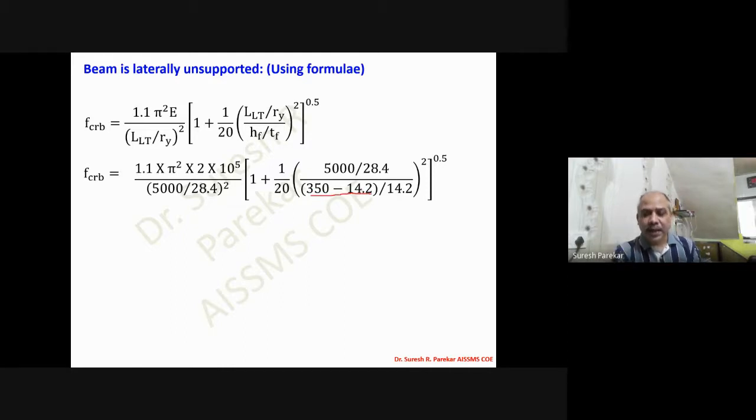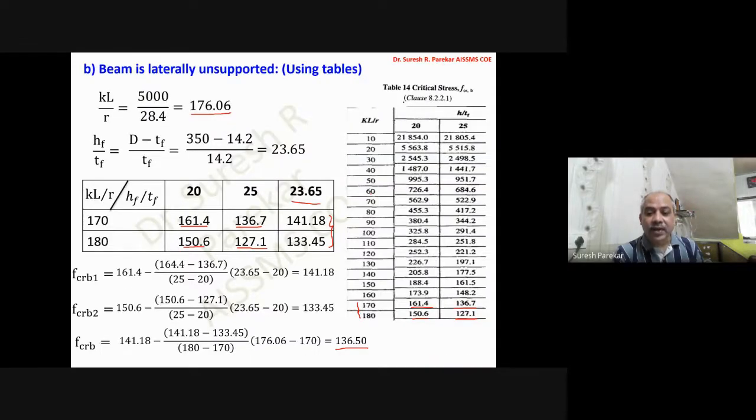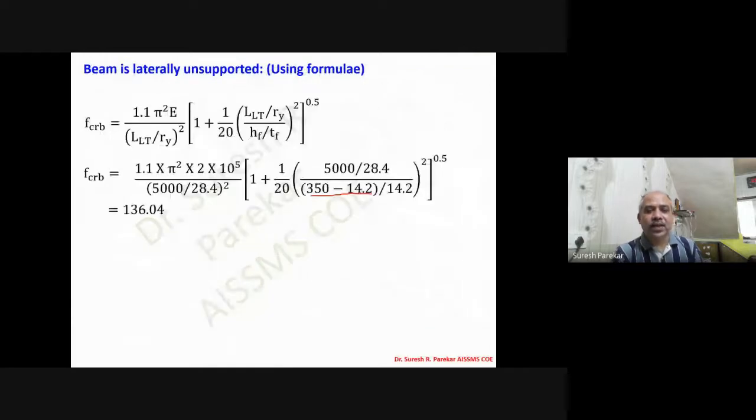That we have to keep in mind. So we have subtracted one TF, because half from one side, half from the other side. And from this, I will get the value of FCRB as 136.04. Now you can see, whatever value we calculated for FCRB, we got 136.5, and now by using the formula, we have this value as 136.04.